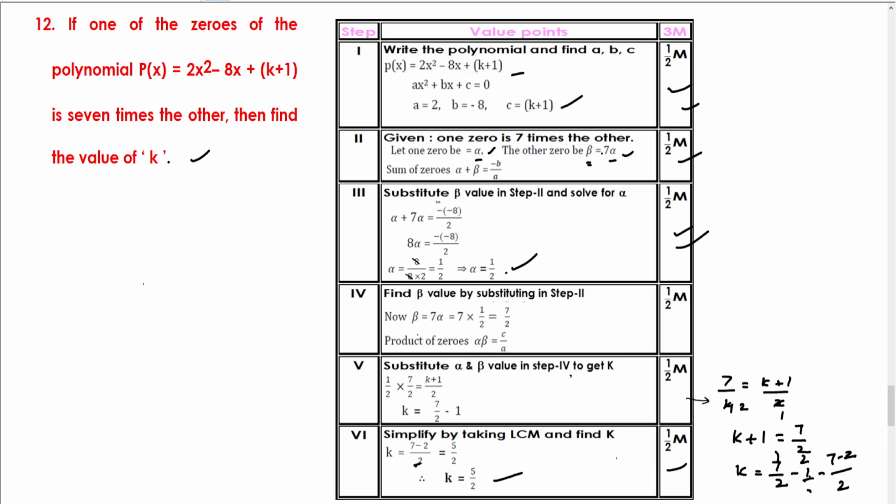And to find beta, you already know that beta is equal to 7 alpha. Substitute the value of alpha you just got. You got what? 7 by 2. Therefore, the product of the zeros, alpha into beta, is c by a. For this step, you will get half mark.